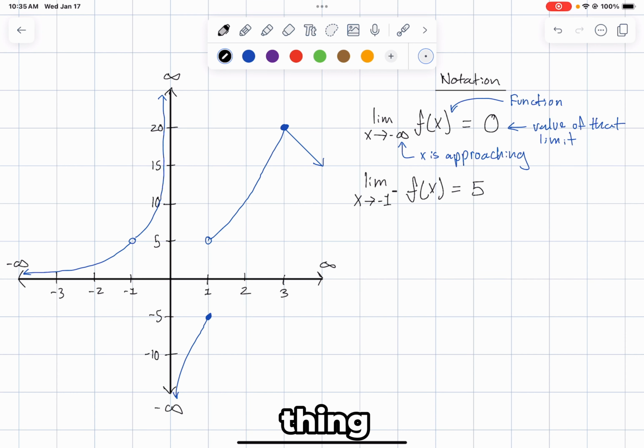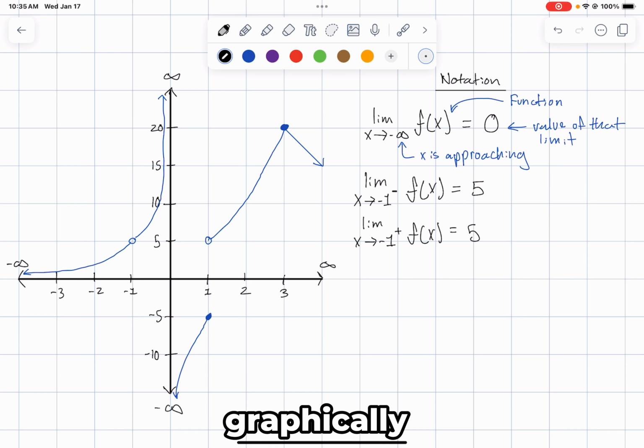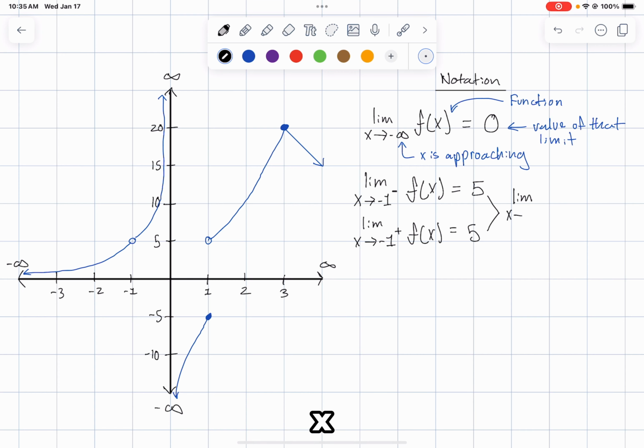Now let's do the same thing, but from the right. That would be written as the limit as x approaches -1 from the positive side of f of x equals 5, and we can tell that graphically. Now, since both the left-hand limit and the right-hand limit match, we can join these together and say that the limit as x approaches -1, no superscripts, just -1, of f of x is equal to 5.